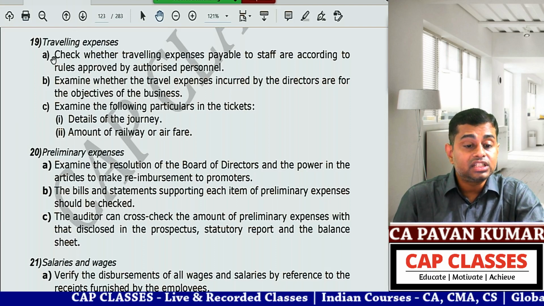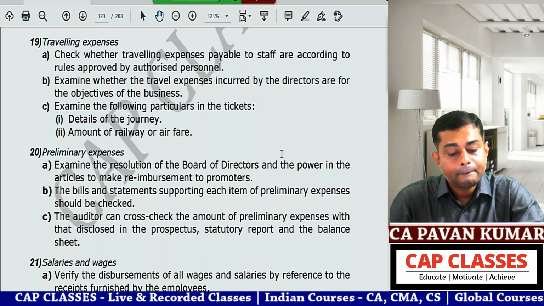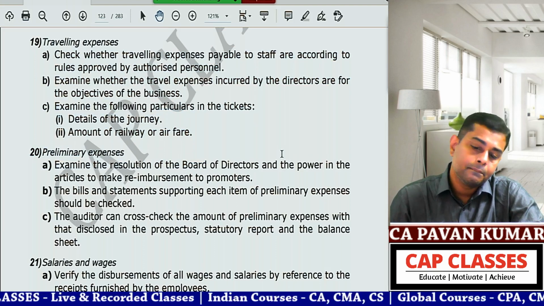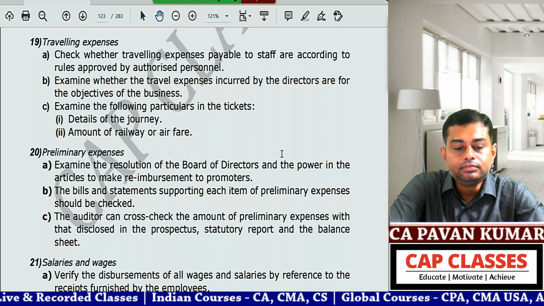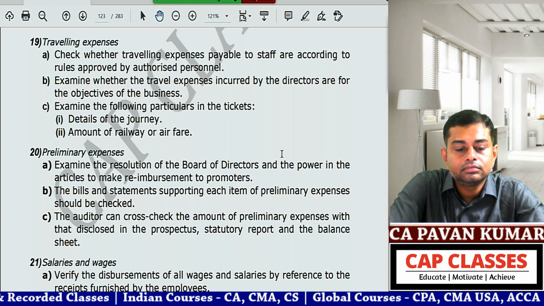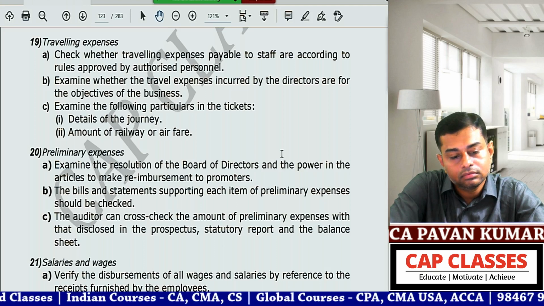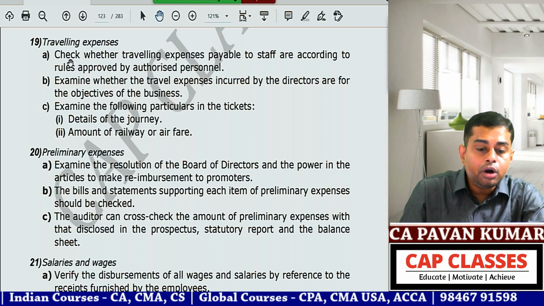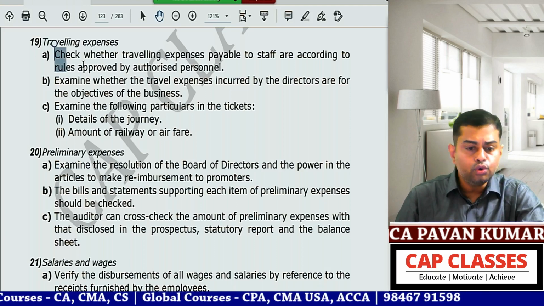So, traveling expenses. Can you read this, ma? Traveling expenses. Check whether traveling expenses payable to staff are according to rules approved by authorized personnel. Examine whether the travel expenses incurred by the directors are for the objectives of the business. Examine the following particulars in the tickets: details of the journey, amount of railway or airfare. So after this, if you want to write, you can write 10 points also. After this, if you want to continue, you can continue.